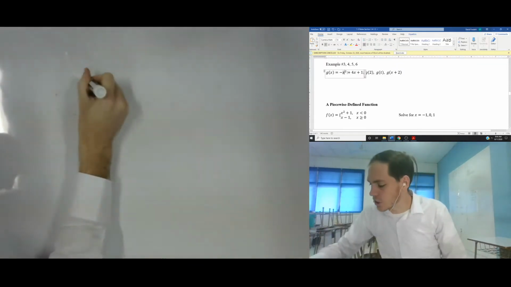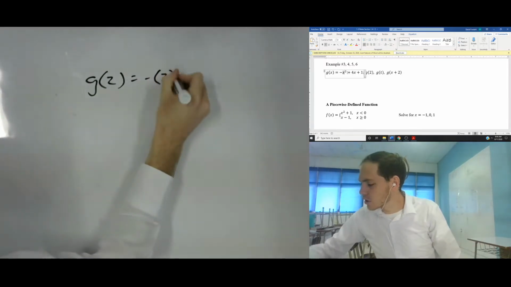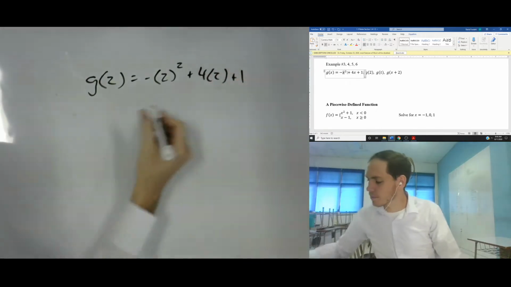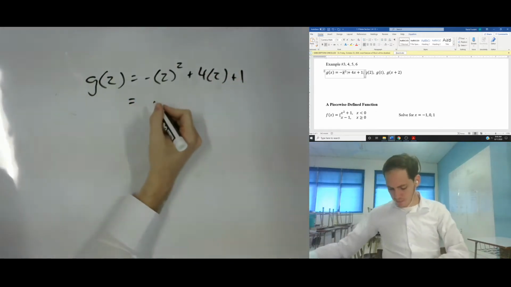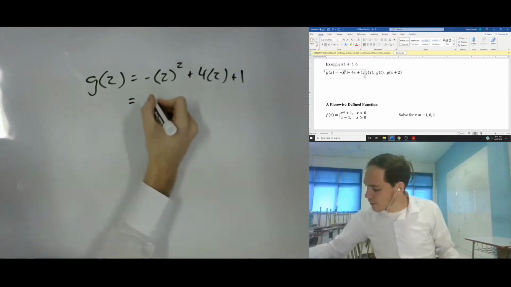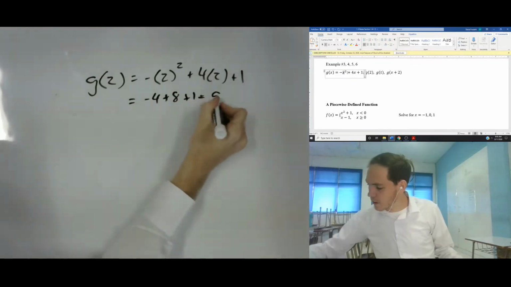Okay, so examples 3, 4, 5, and 6, we're going to go through this quickly. In this one, this gives us what we're going to put as an input. So I'm going to plug 2 in for x. So I'm going to get g of 2 equals negative 2 squared plus 4 times 2 plus 1. And if I solve this correctly, I am going to get negative 4 plus 8 plus 1, which will give me 5.